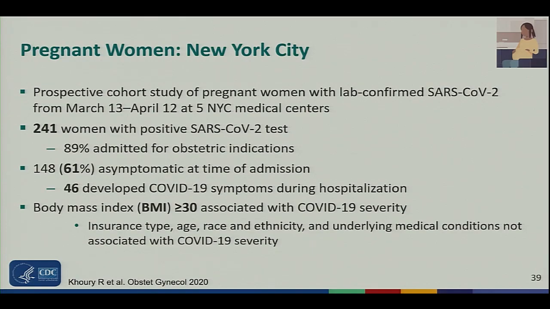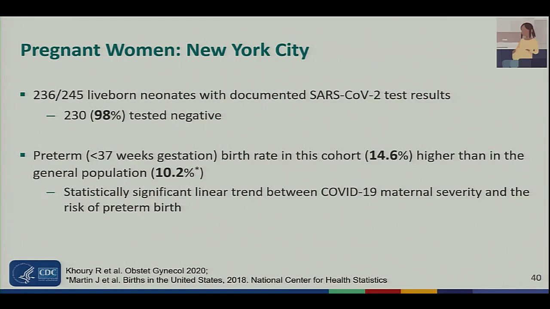A body mass index of 30 or greater was associated with COVID-19 severity. However, insurance type, age, race and ethnicity, and other underlying medical conditions were not associated with COVID-19 severity. There were 236 live-born neonates that were tested for SARS-CoV-2, and 98% tested negative. The preterm birth rate in this cohort at 14.6% is higher than among the general population, with a statistically significant linear trend between COVID-19 maternal severity and the risk of preterm birth.